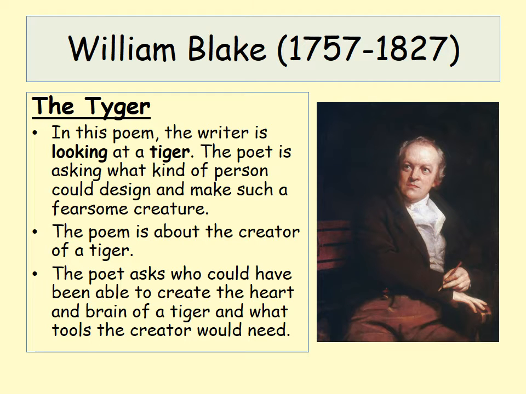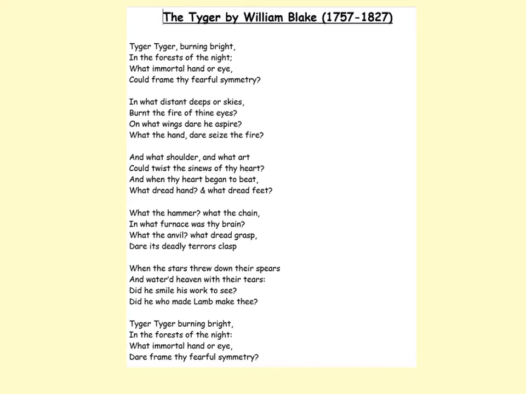So, in the poem The Tyger, and just note the spelling of the tiger, but it's still about tigers, but it's spelled Tyger then. The poet is asking what kind of person could design and make such a fearsome creature. So the poem is about the person behind the creation of the tiger. And the poet is asking who could have been able to create the heart and brain of a tiger and what tools the creator would need. So let's read the poem The Tyger by William Blake.